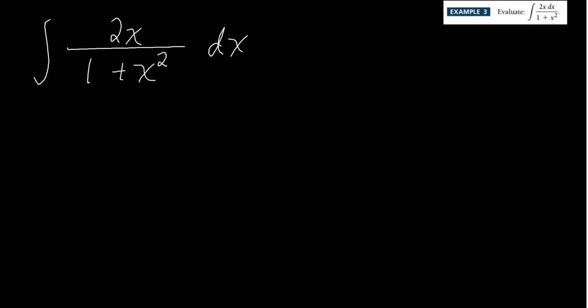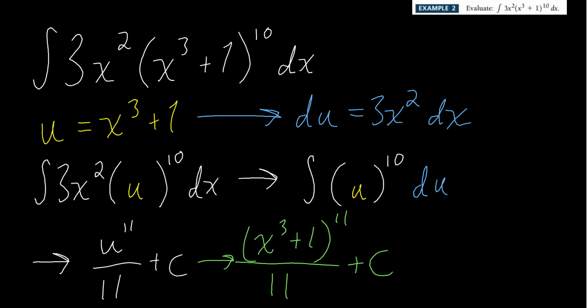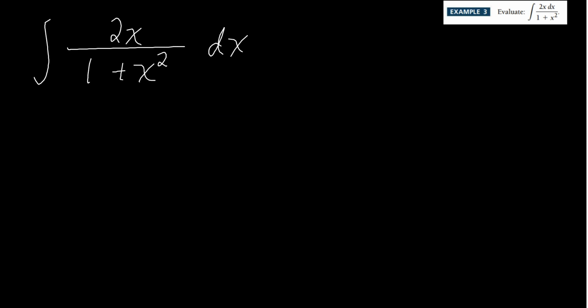All right, so this is my problem. So looking at this, what is the most complicated part of this function? Okay, well, it looks like it would be the denominator. All right, so what we're going to do is same thing. We're going to make the u sub. So we're going to let u be equal to this denominator, 1 plus x squared, okay?